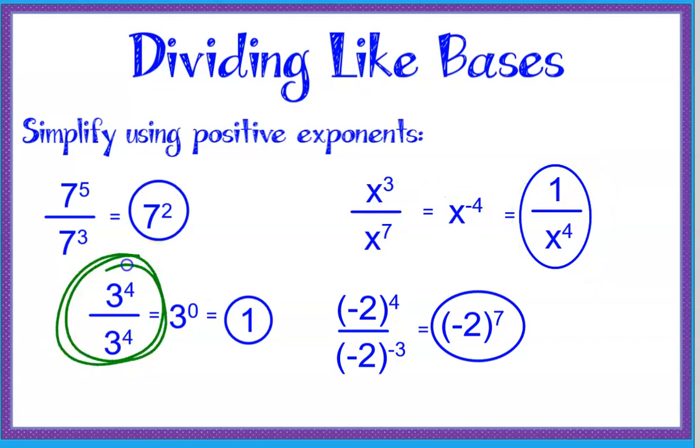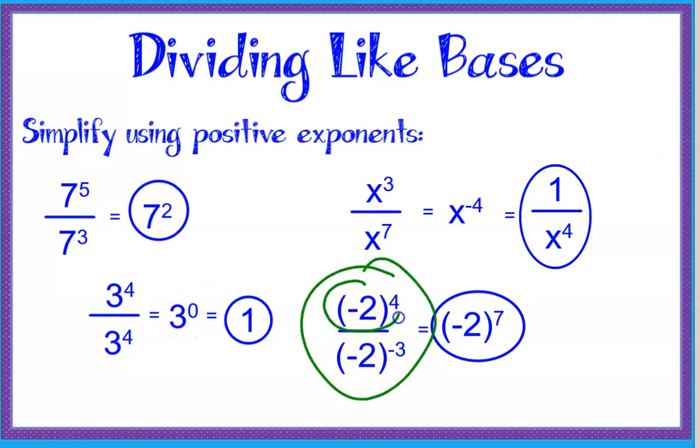You'll notice with this one here on the bottom that my base remained the same, 3, but 4 minus 4 was 0. You might remember from a few lessons ago that anything raised to the 0 power is equal to 1. Now the last one here, notice my base is an item inside parentheses. So the parentheses remain and the entire item remains.